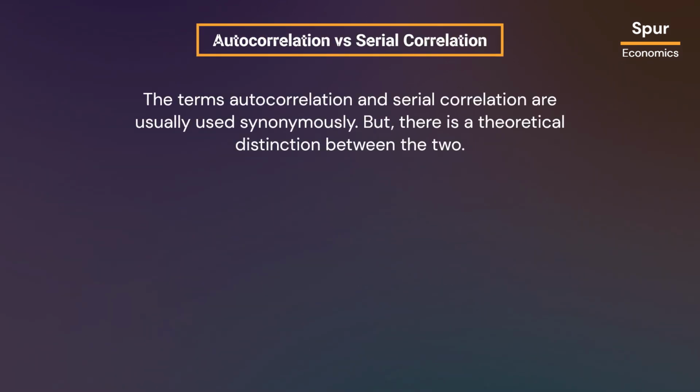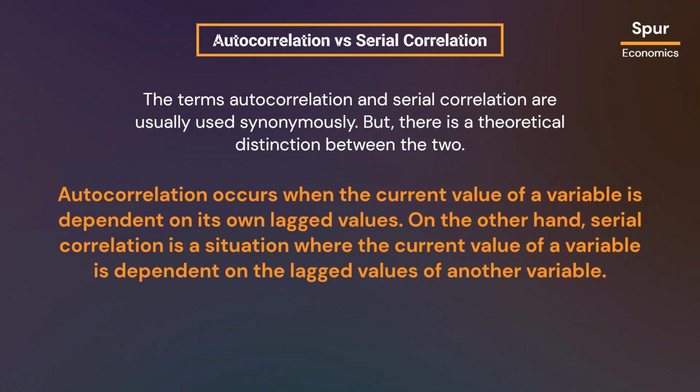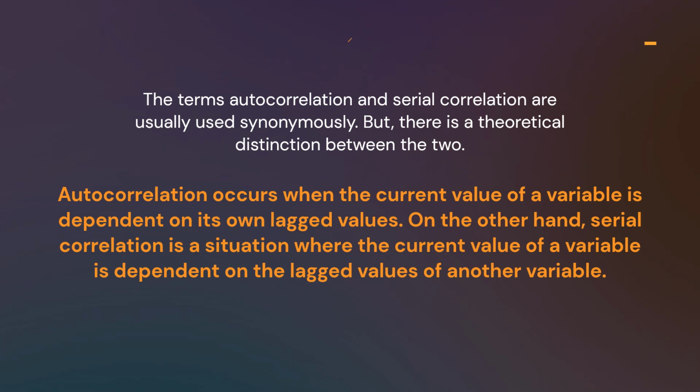The terms autocorrelation and serial correlation are usually used synonymously. But there is a theoretical distinction between the two. Autocorrelation occurs when the current value of a variable is dependent on its own lagged values. On the other hand, serial correlation is a situation where the current value of a variable is dependent on the lagged values of another variable.